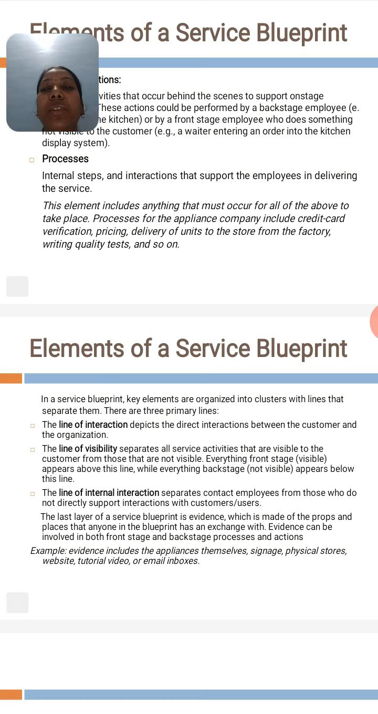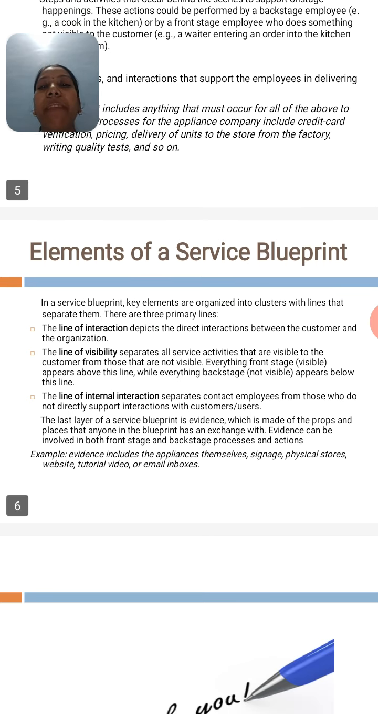Fourth, process: internal steps and interactions that support the employee in delivering the service. These elements include anything that must occur for all of the above to take place. Processes for the appliance company include credit card verification, pricing, delivery of units to the store from the factory, running quality tests, and so on.